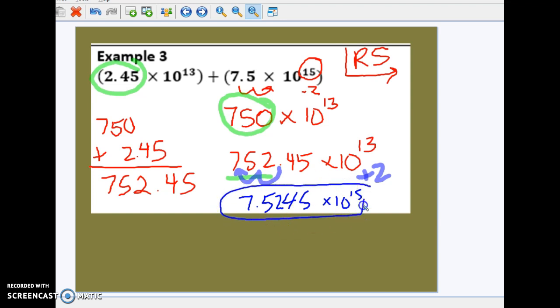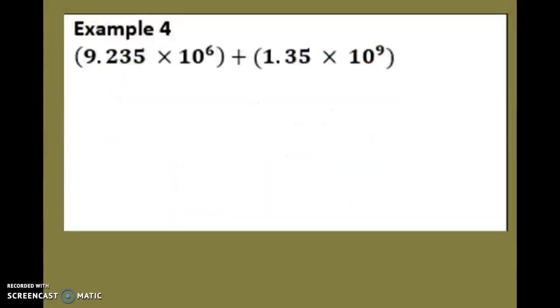Now you might notice that the bigger of the two exponents was 15. So if I would have chosen 15 in the beginning, I would have been completely fine. Now let's take a look at example 4. So I want you to go ahead and try this one on your own. So go ahead and pause right where we're at and see if you can do this one on your own.